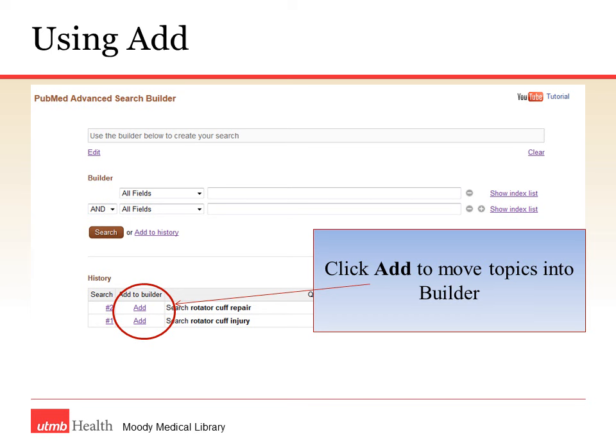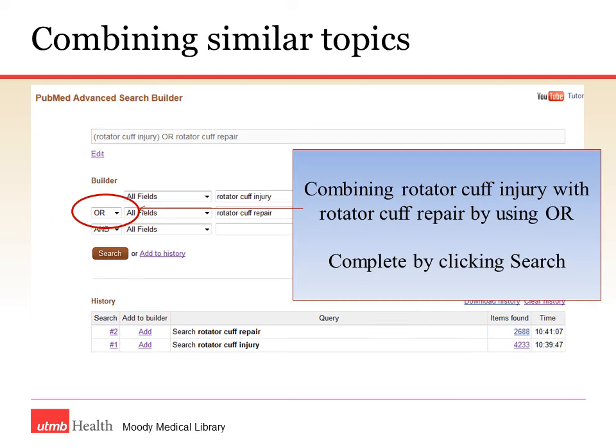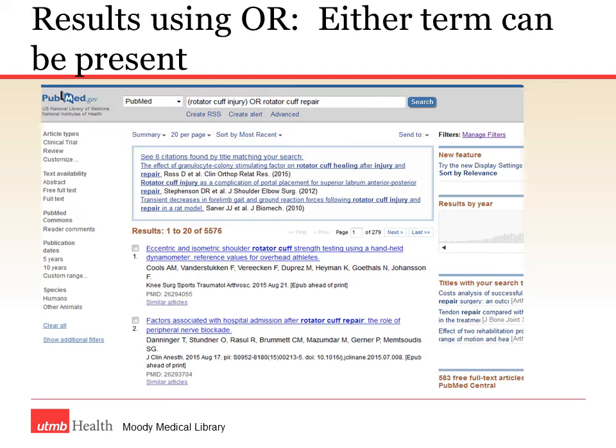My search history shows that I've searched rotator cuff injury. I've also searched rotator cuff repair. If I click Add beside each of those topics, I move them into the Search Builder so I can do something with them. Here's my page where I've added rotator cuff repair and rotator cuff injury, selected the down arrow and selected the OR connector to mean either of the terms can exist. Now I'm ready to click search and run that search in the database. Here are my results using OR. Either term can be present.